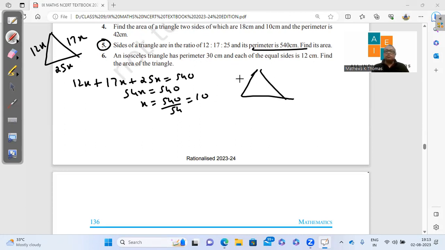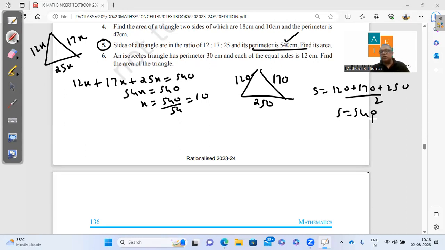So the first side was 12x. So this is going to be 12 into 10, 120. This is 17x. This will become 17 into 10, 170. And 250 will be the third side, 25 into 10. So semi-perimeter is going to be 120 plus 170 plus 250 by 2. As it is, the perimeter is 540. So that's given. So you can do directly 540 by 2 also. You're going to get the semi-perimeter as 270.